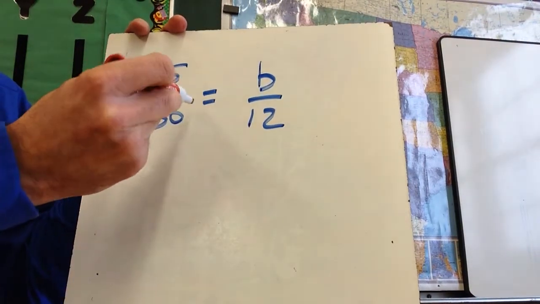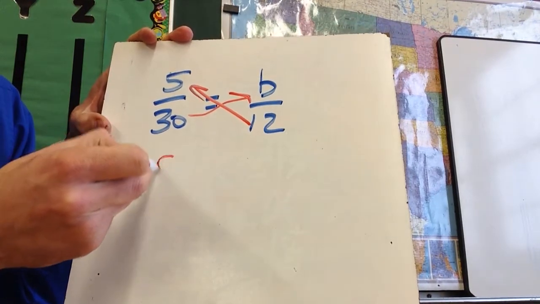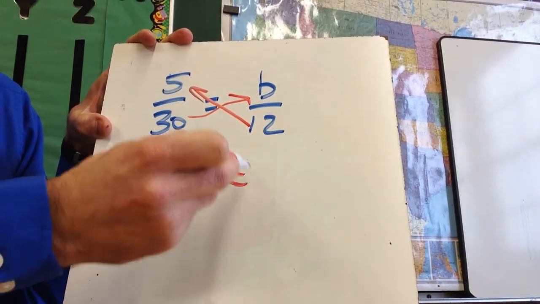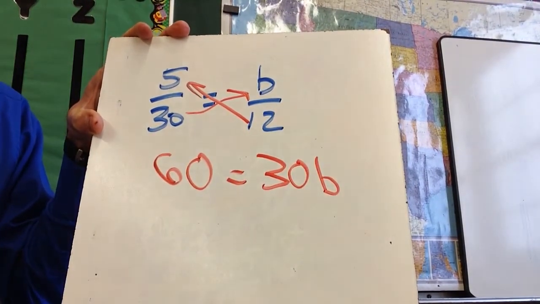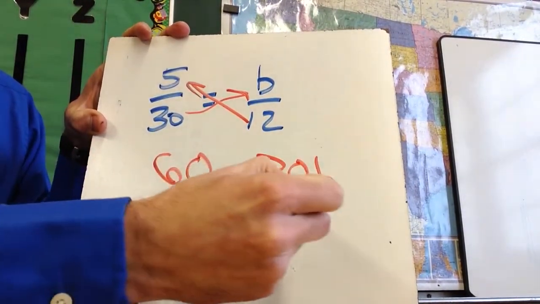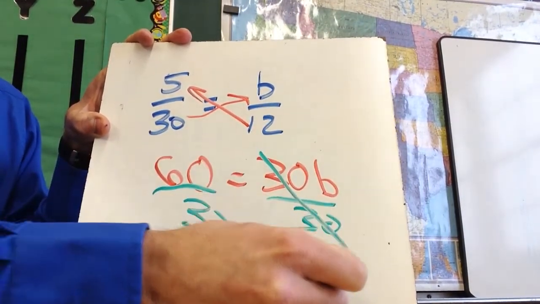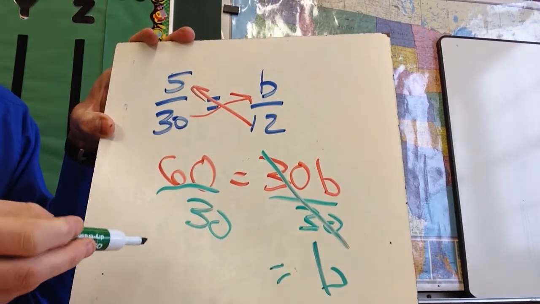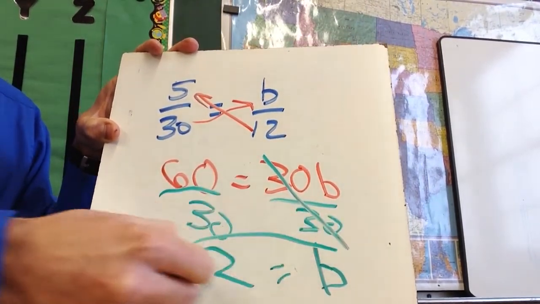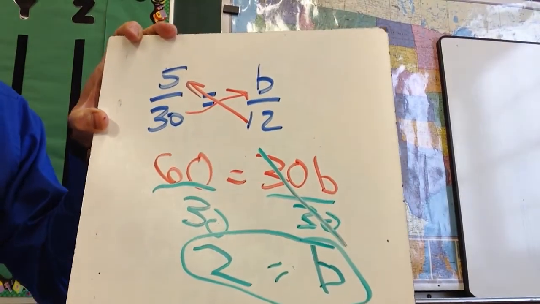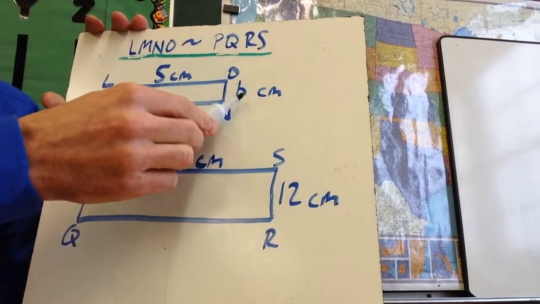Okay, and then what I've got to do again is cross multiply. 5 times 12 is 60, and 30 times b is 30b. Then I need to divide both sides by the number that's in front of the b. That cancels that out, so I'm left with b equals 60 divided by 30, and that is 2. So b equals 2. And if I were to come back to this, what I'm saying is that this would be 2.